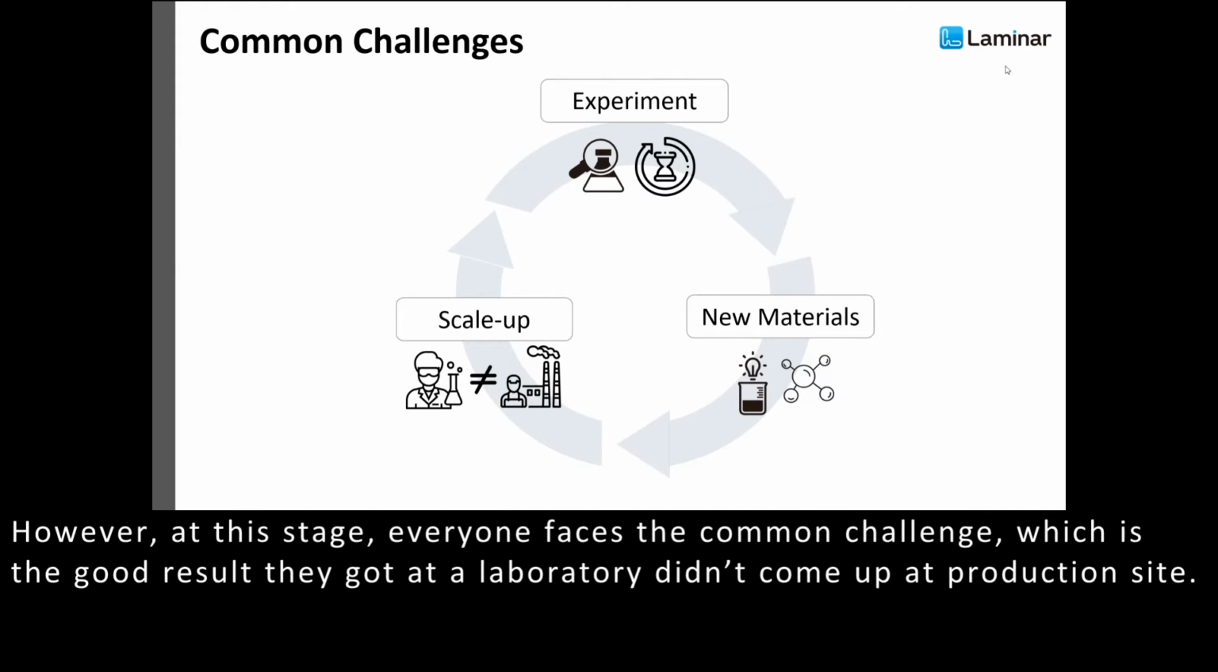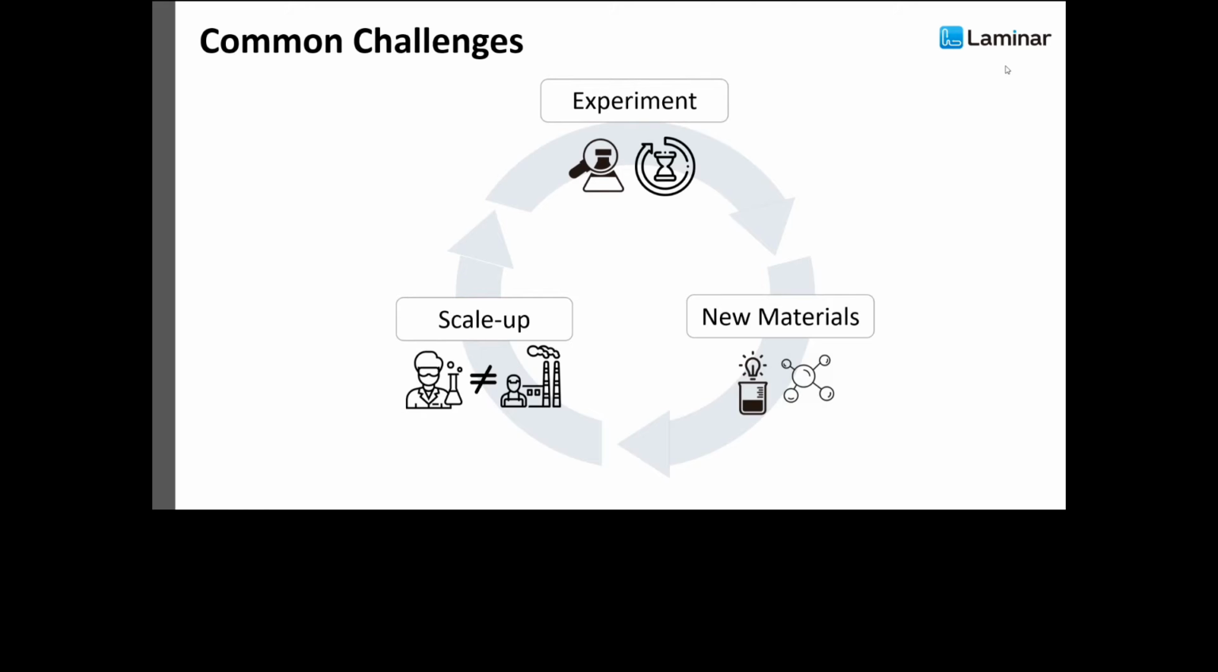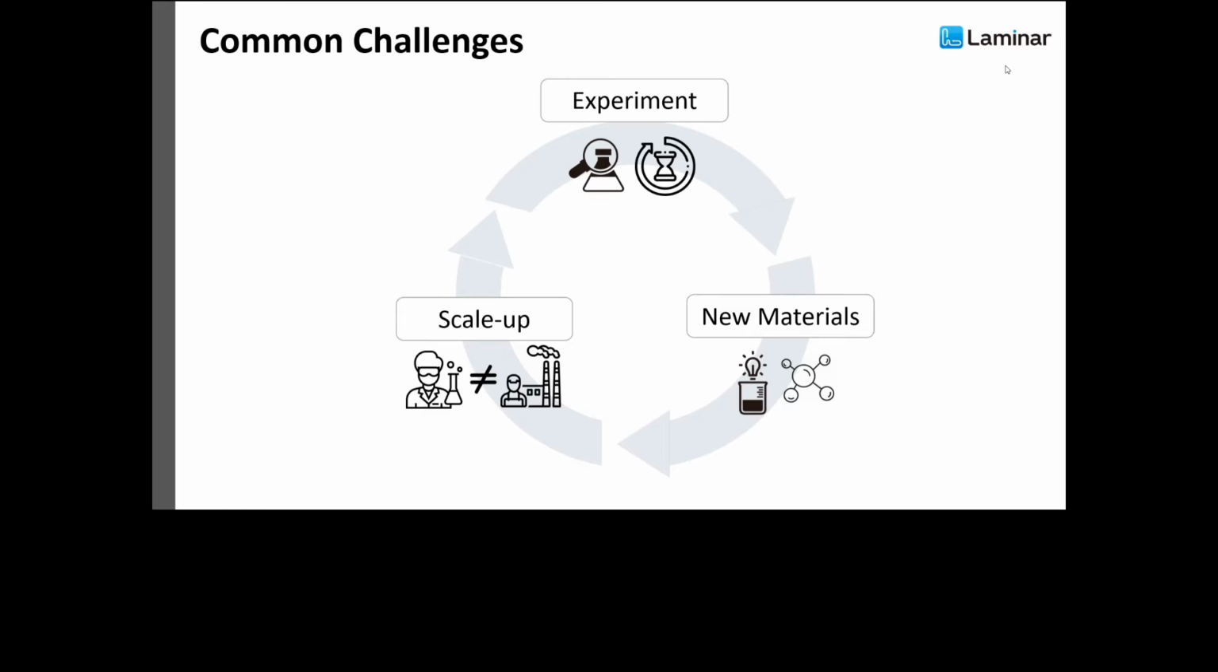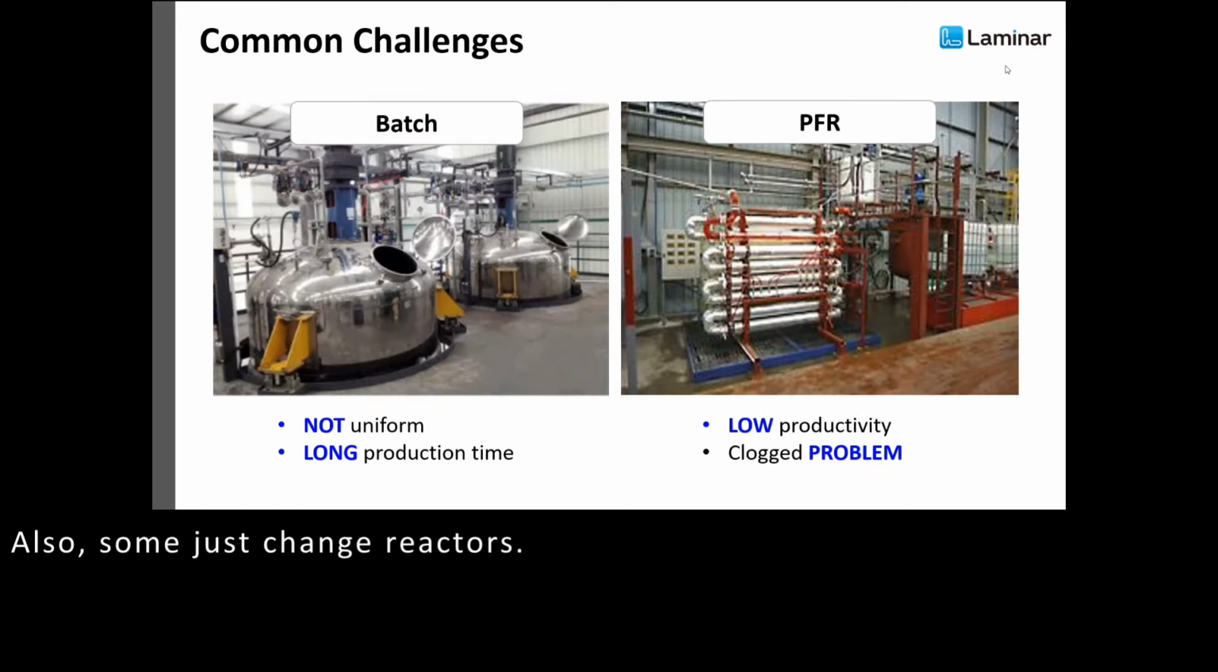However, at this stage, everyone faced the common challenge, which is the good results they got at the laboratory didn't come up at the production site. So many people spend a lot of time to try with various parameters to search the optimized conditions for the mass production. Also, some just changed reactors.